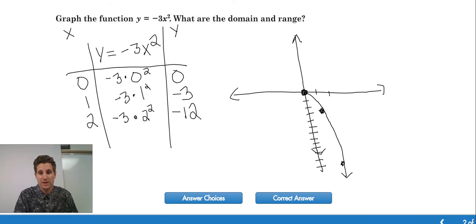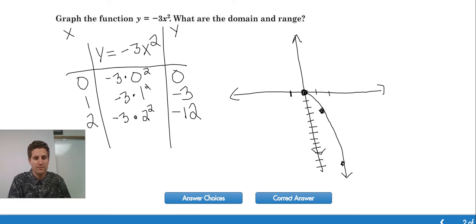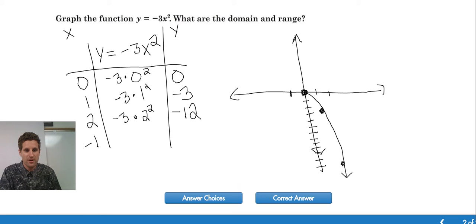What happens when we actually do negative 1? If we were to put negative 1 in here, well, what's negative 1 squared? It's 1. So when we do negative 1, we get negative 1 squared, which is a positive 1, times negative 3. We get the same value of negative 3. So it's symmetric.